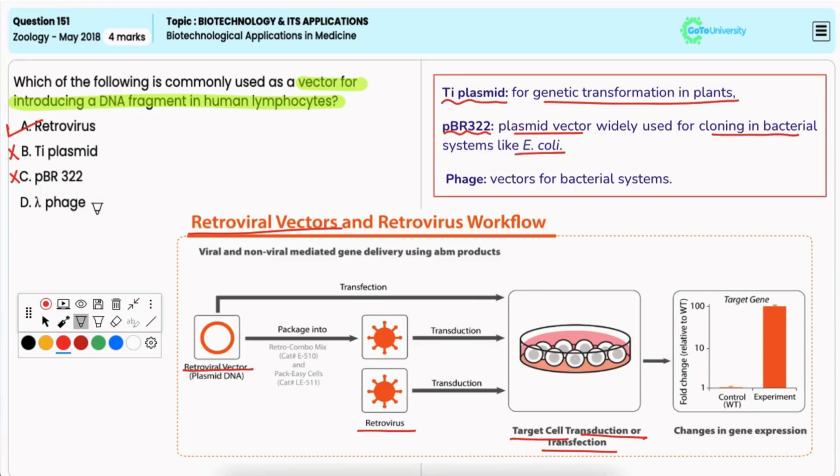Option D, phage. It is also incorrect because phages or bacteriophages are used as vectors for bacterial systems.